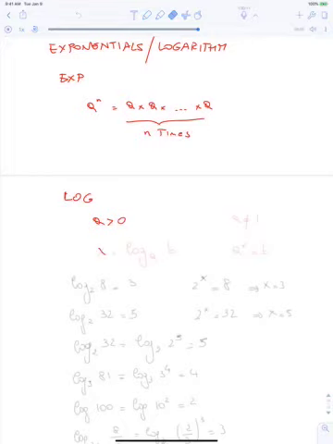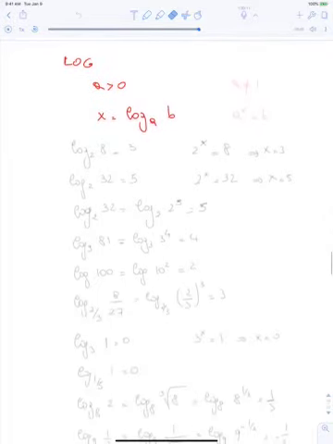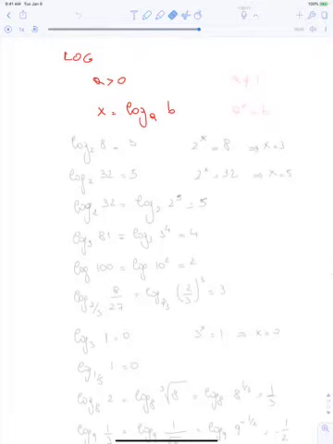Now, x is going to be defined as the log base a of b. So this means that x is that number such as a power x is equal to b. Now, if we assume that a is positive, then b is also going to be positive. For simplicity, we're going to assume that a is not equal to 1.